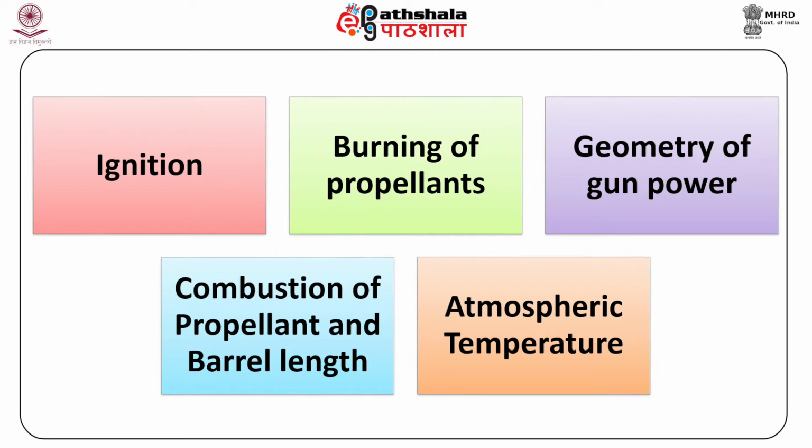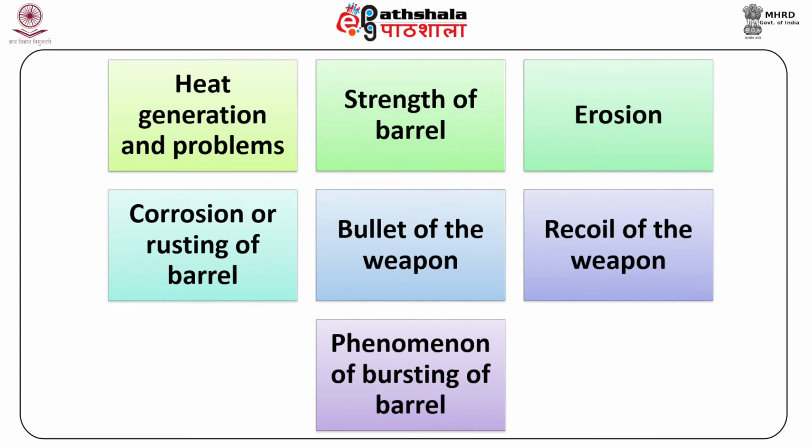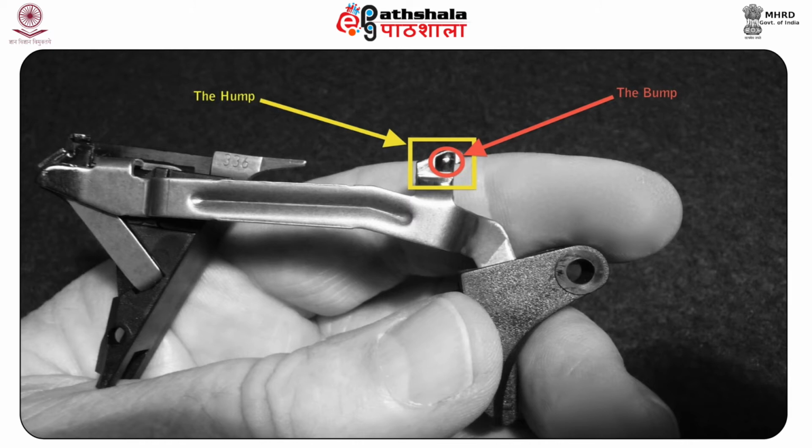Ignition, burning of propellants and geometry of gunpowder, pressure and its measurement, atmospheric conditions like temperature, shape of cartridges, density of loading, twist of rifling, bullet fit and velocity of bullet at muzzle, heat generation and problems, strength of barrel, erosion, corrosion or rusting of barrel, recoil of the weapon, and phenomena of bursting of barrel. Now let us discuss them in detail.